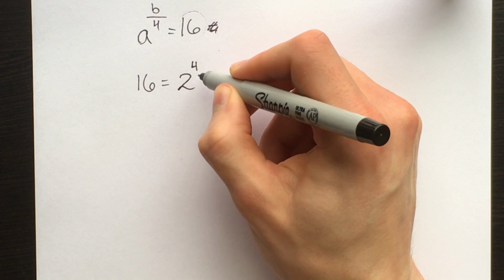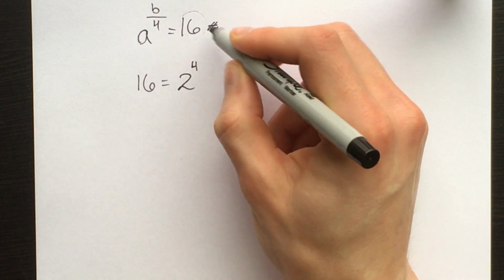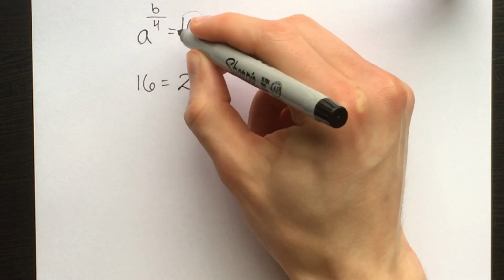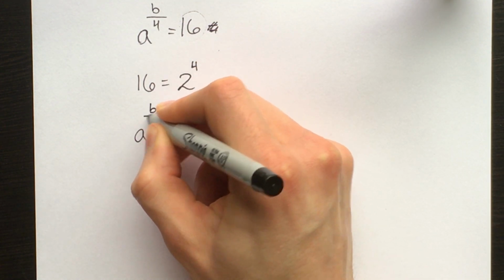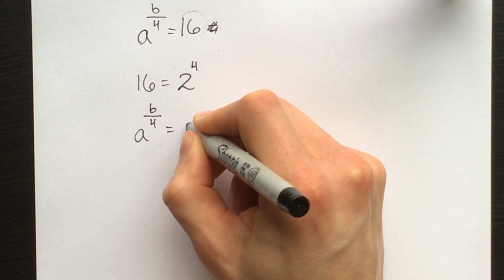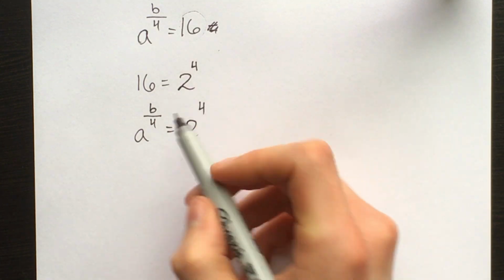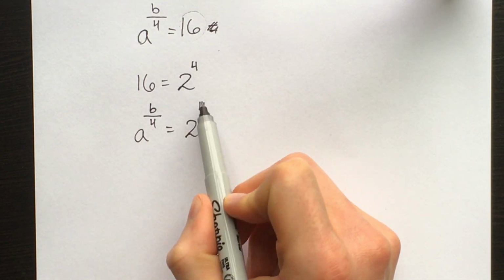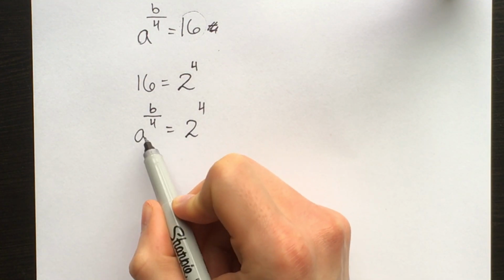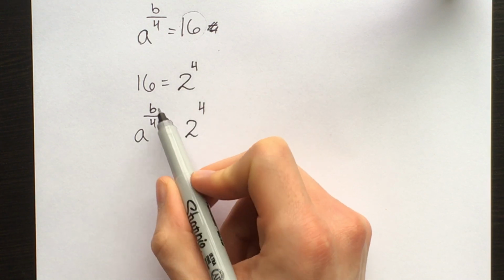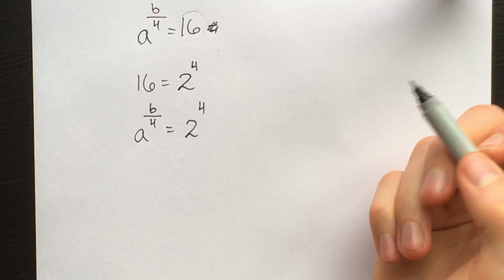So now if you make this equivalency, let's rewrite this as a to the power of b over 4 is equal to 2 to the 4, right? The reason I rewrote this is just so we have it in the same form of some base and then some exponent. So here we're basically saying that a is equal to 2, and that b over 4 is equal to 4. So then how would you solve for b?